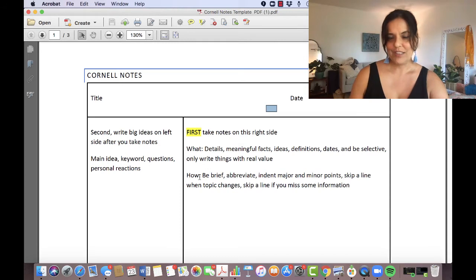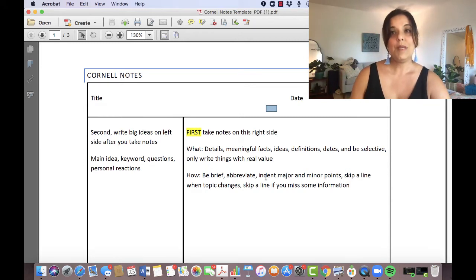How do we take Cornell notes? Be brief. So some ways of being brief are abbreviating. If the talk is about polyglots and that word is used over and over again, instead of writing polyglot many times, maybe you could use the abbreviation PL or PLG. Something that you will remember. You can also use symbols to express ideas, and you can use any symbol that you will remember.